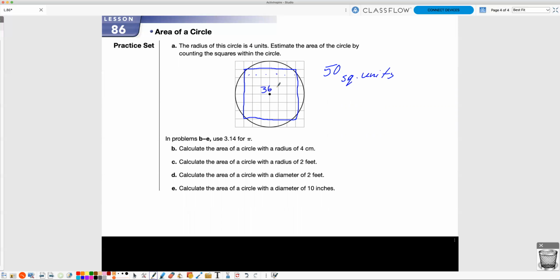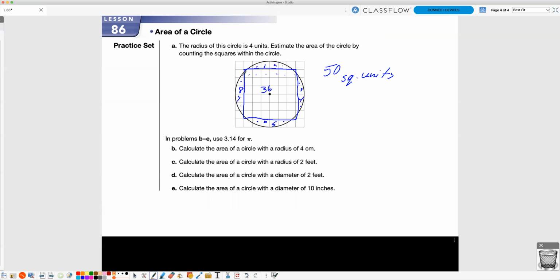So that'd be 36. And then the ones here would be worth half, half. This would be half. This one would be half. This would also be half, half. That'd be worth about half. That'd be worth about half. So that'd be worth 37, 38, 39, 40. And then there'd be 41, 42, 43, 44, 45, 46, 47, 48.